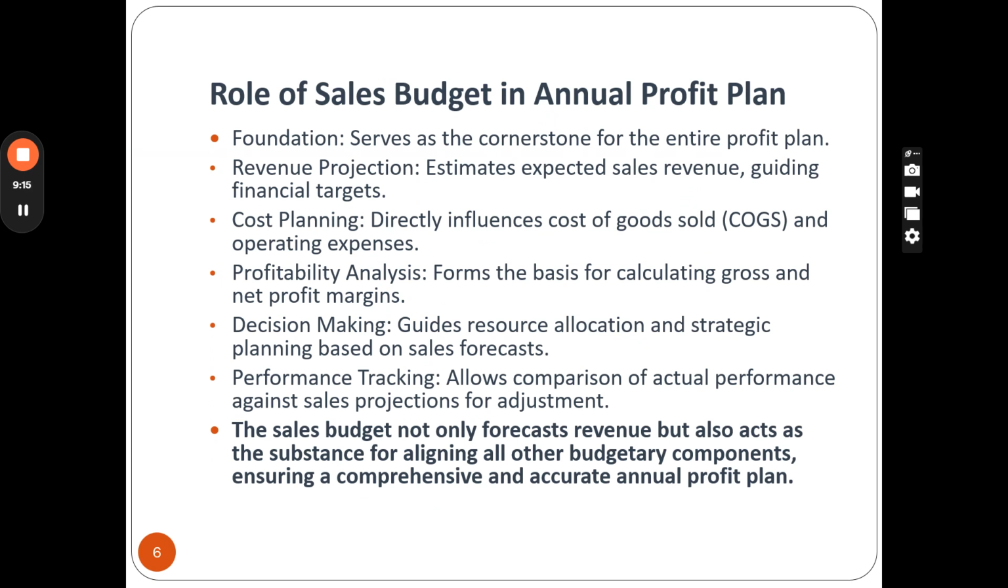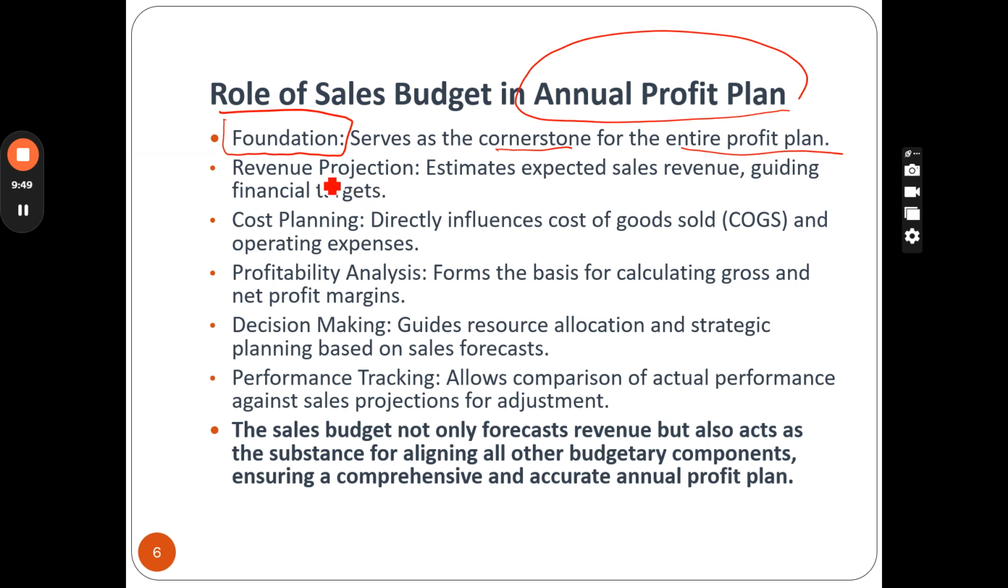And this is the role of the sales budget in the annual profit plan. The annual profit plan, we can say, is the budget for the complete year. And what's the role of the sales budget in it? Actually, the sales budget is giving you a foundation, the cornerstone for the entire profit plan. As we said, first we have to know how many you are going to sell. Everything else is going to be based on this. So the sales budget is a foundation in the annual profit plan.